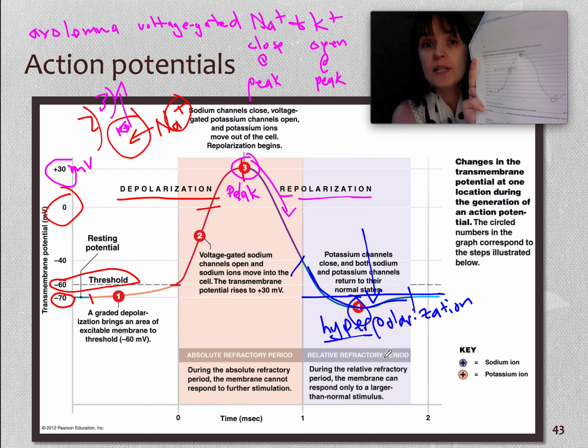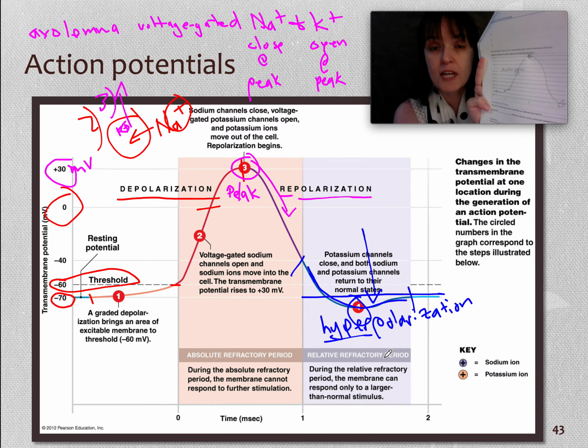And again, if you depolarize but not to threshold, none of this happens. You have to get all the way from -70 to -60, which is a change of 10 millivolts, or none of this happens. But every time you hit threshold, this whole thing happens. You can't make it stronger or weaker. This is just the response. This is what it is.